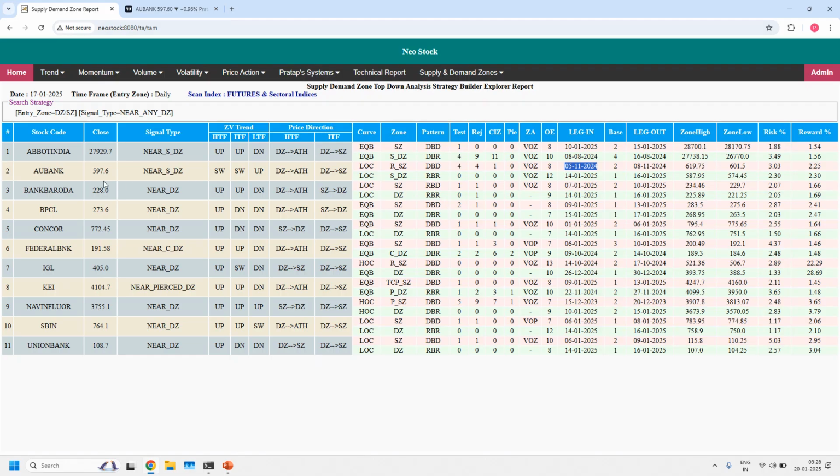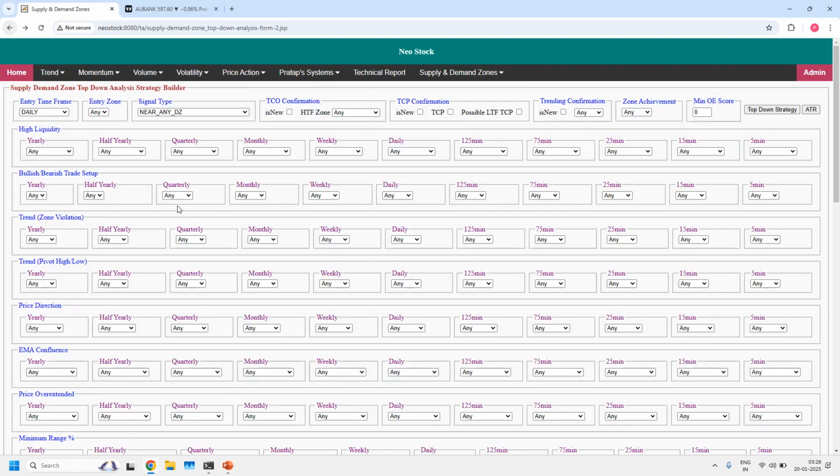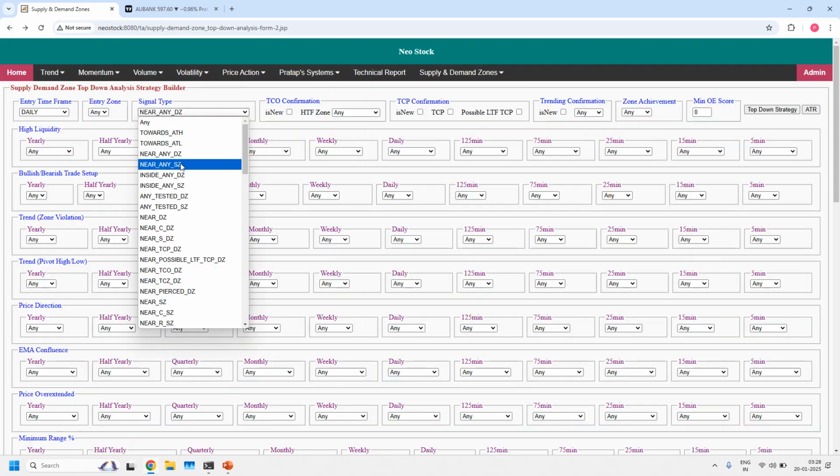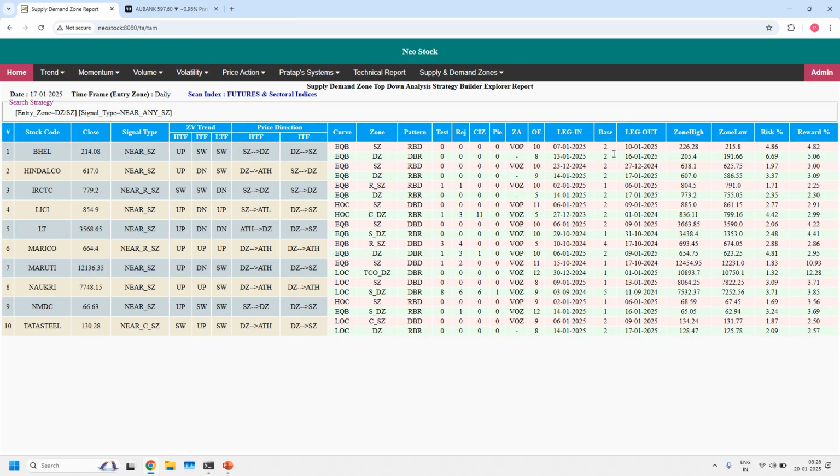Next one is any other? We don't have any. This is PR zone. So that's it. These are the 2 daily demand zones we analyzed. Next, similarly, we should look for daily supply zones. Stocks near daily supply zone. We have 10 stocks. There could be some high liquidity supply zones.